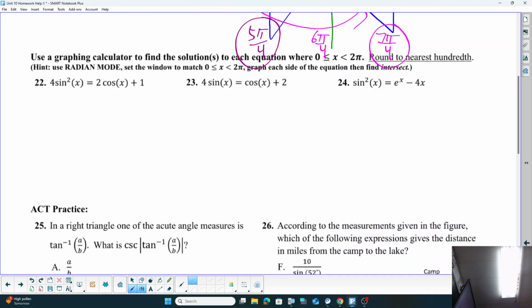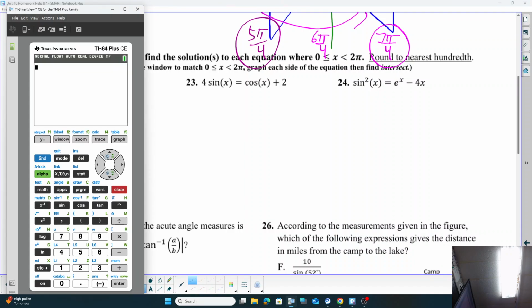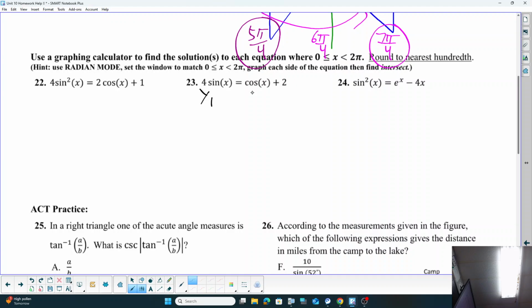Use your graphing calculator to find the solution of each equation between 0 and pi. Okay, cool. We can do that. So get out your calculator now. Get out your grapher. Hit y equals. We're going to type in the left side first, so 4 sine x, right? And then down below, we're going to do the right side. So basically, this is y1 and this is y2.